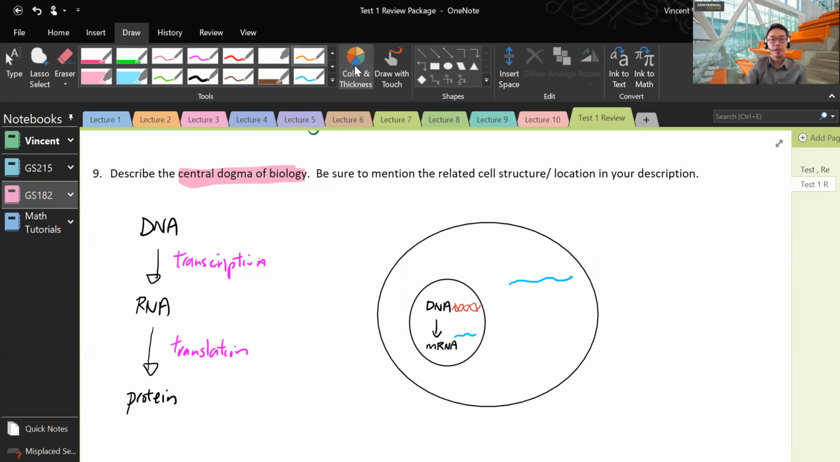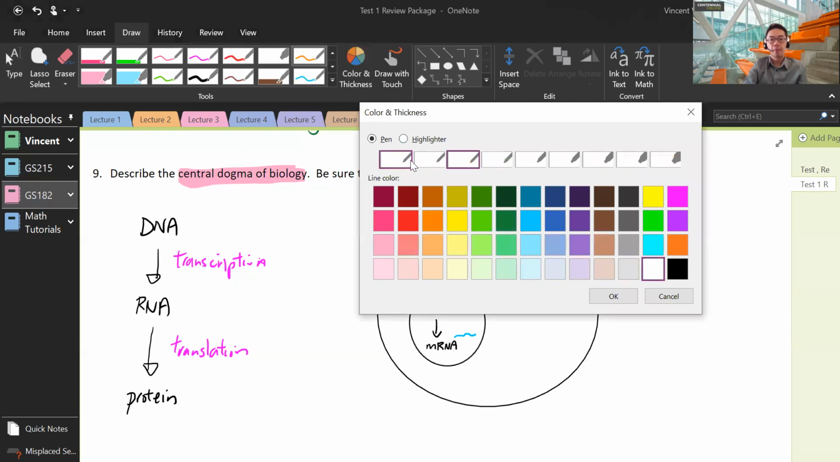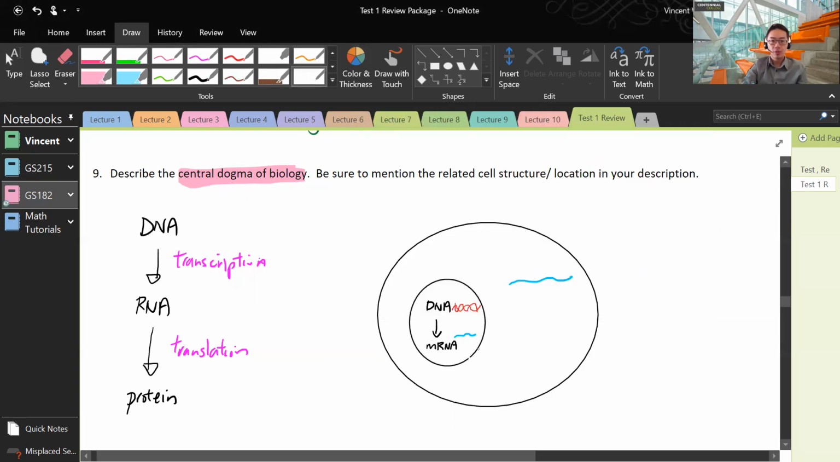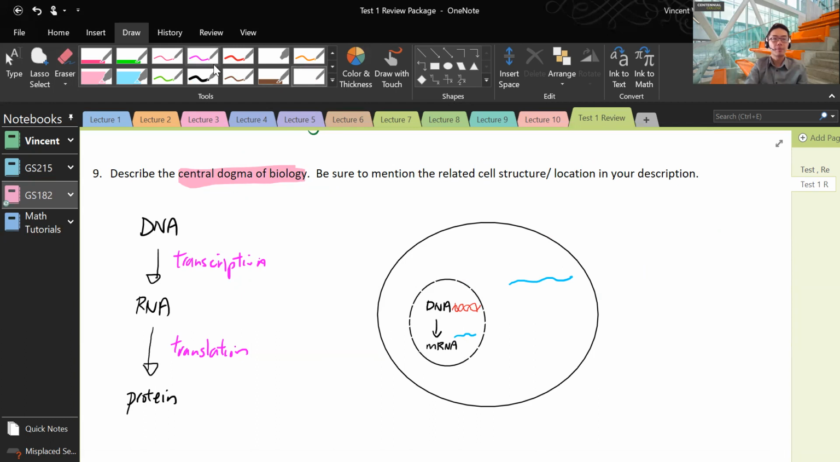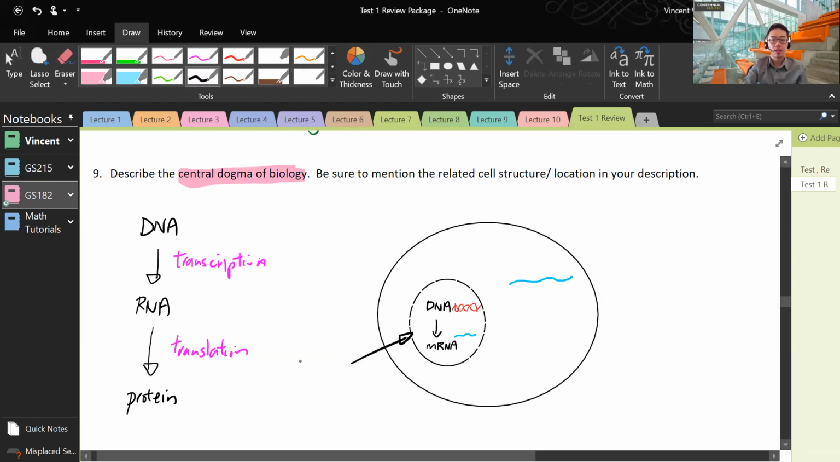Right? Remember, the nucleus is surrounded by the nuclear envelope that has a lot of pores on it, right? Nuclear pores. So the mRNA is just going to exit through those pores into the cytoplasm. Just label it for you. Nucleus. This will be cytoplasm.